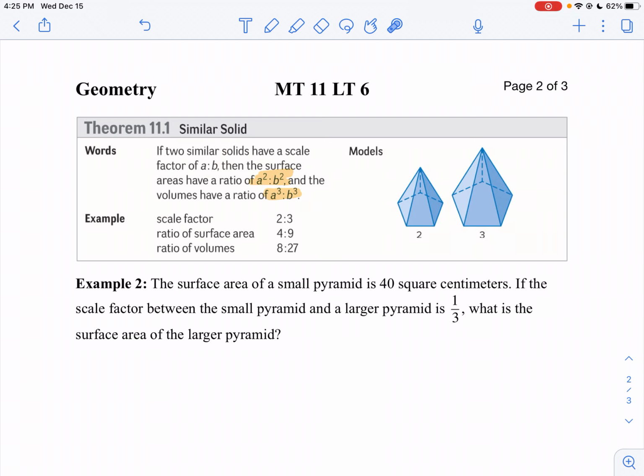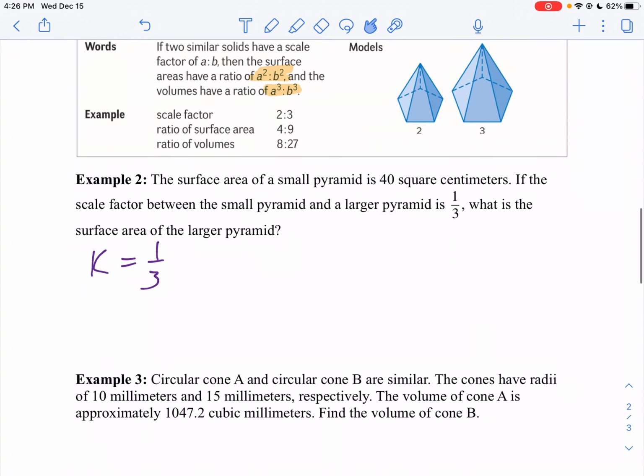So take a look at example 2. It says the surface area of a small pyramid is 40 square centimeters. The scale factor between the small pyramid and the large pyramid is 1/3. What's the surface area of the large pyramid? So I know my scale factor, I'll call K, that's 1/3. But when I compare areas, I want to square that. So K squared is 1/9, because 3 squared is 9.